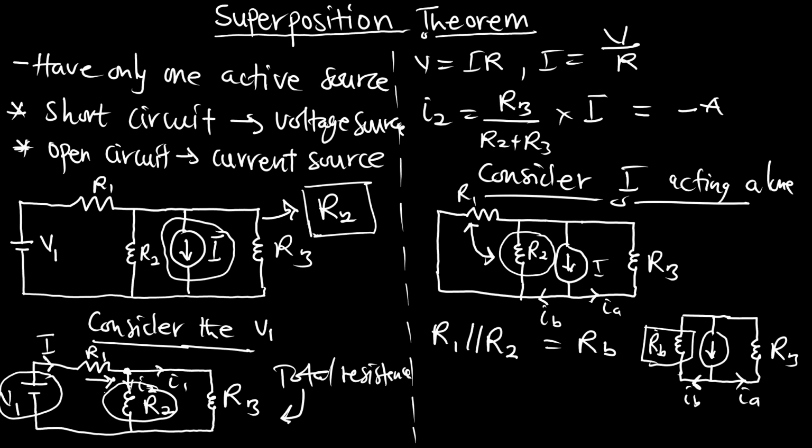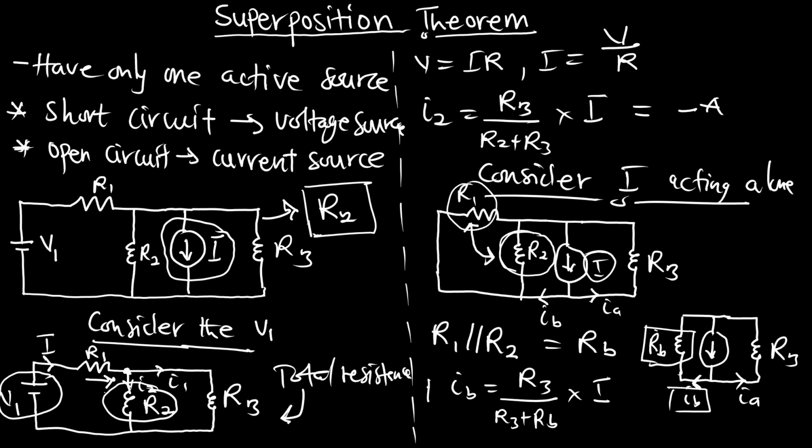Are we okay? So that will be RB, or the first current going to pass through RB is IB. And by the current divider rule, we are going to get R3 over R3 plus RB multiplying the current source I. The value of the current source is going to be given. So now we are going to know the value of IB going to be distributed among R1 and R2.